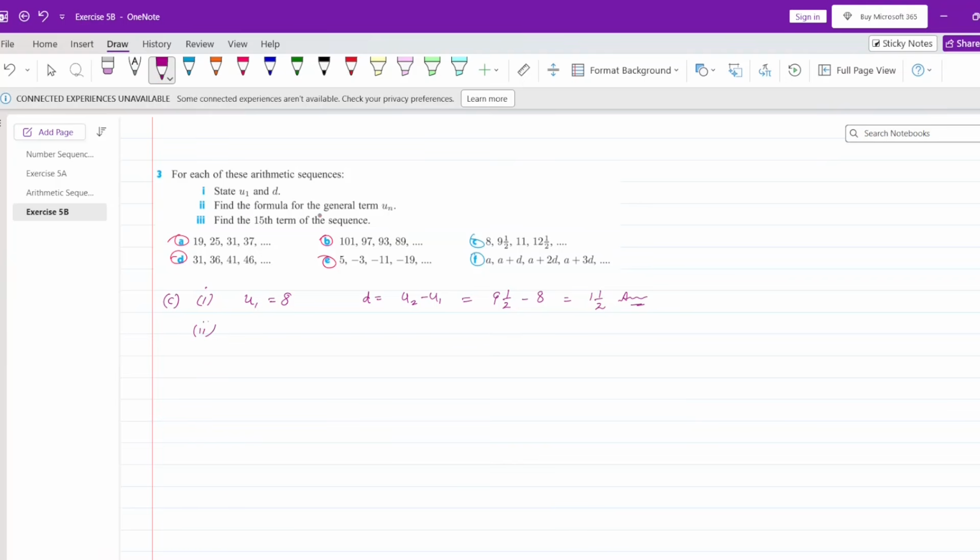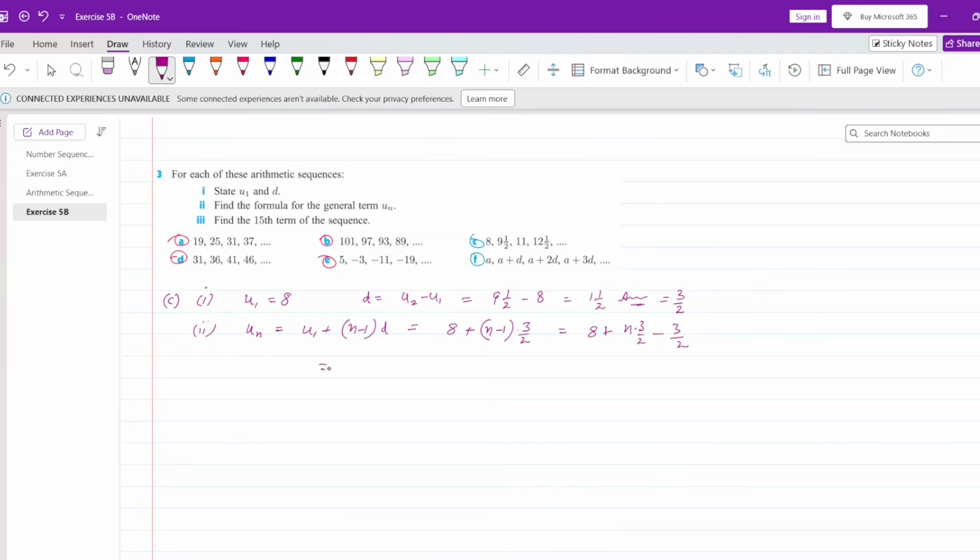Find the formula for the general term un. So the general term un is going to be u1 plus n minus 1 times d. That is going to be 8, u1 is equal to 8, plus n minus 1 times d. d is 1.5, or we can simply write this as 3/2. So here d is 3/2. So we can simply write it as 8 plus n times 3/2 minus 3/2.